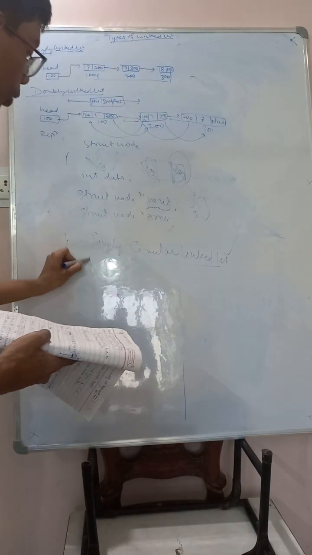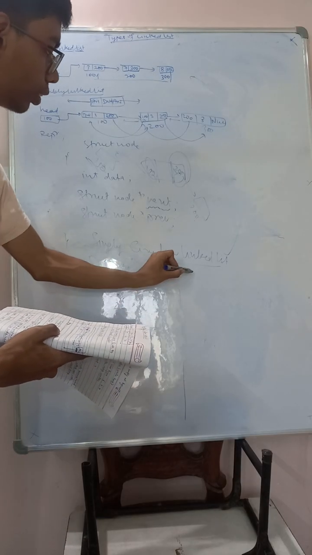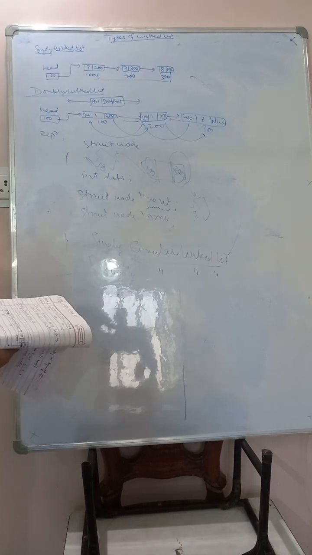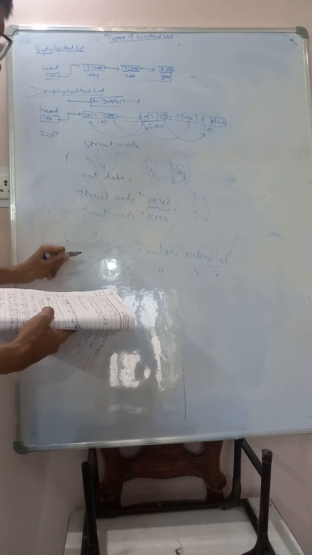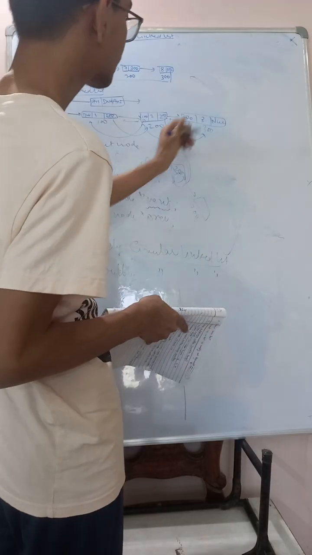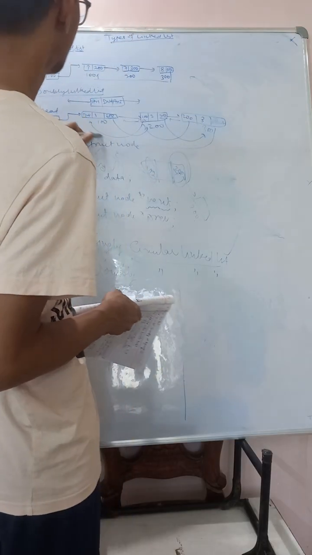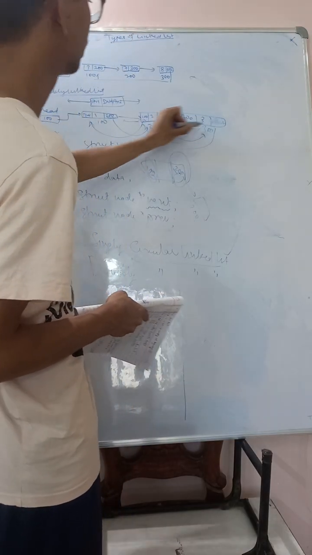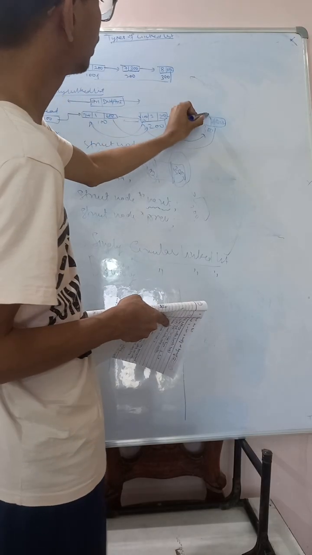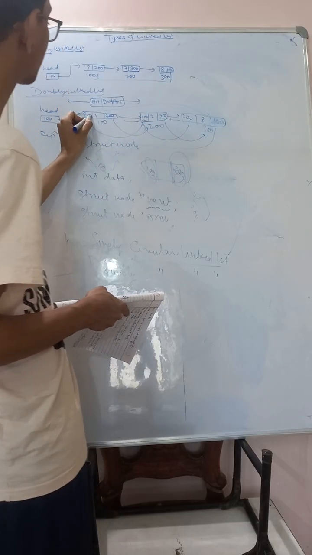Similarly, in doubly circular linked list, what will happen? My last node will contain address of, will point to the first node, and my first node will point to the last node. So it will contain the address of my last node, right?